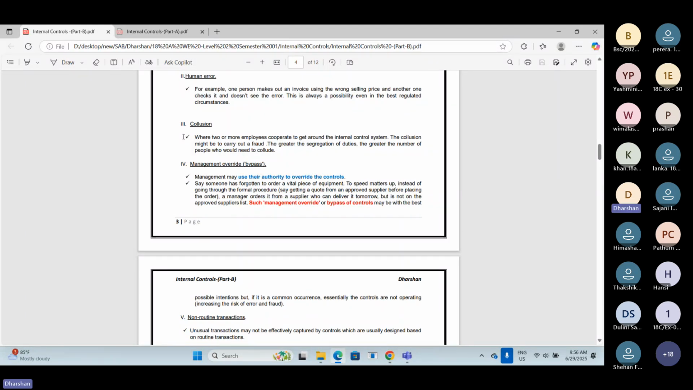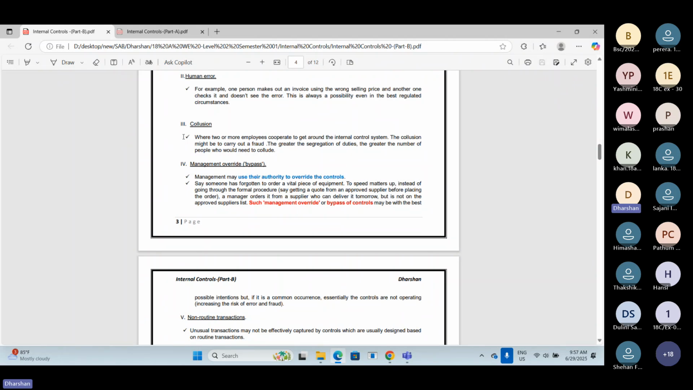Second scenario: A, B, C, D, E, all five people together are involved in fraudulent activities. That's also a possibility. That type of possibility is also there. All five people together may be involved in fraudulent activity. That activity is called collusion, where two or more people cooperate to get around the internal control system. The collusion might be to carry out a fraud.